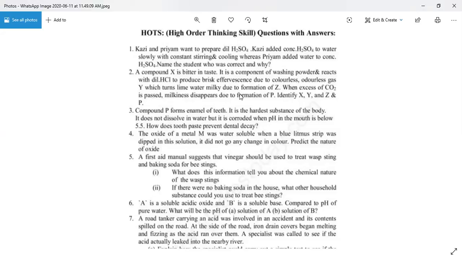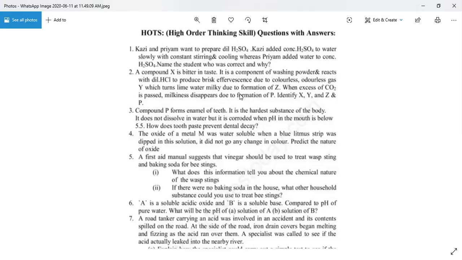Yeah. And second question, it says that if there were no baking soda in the house, what other household substance could you use to treat bee stings? Bee stings are acidic and the baking soda is basic. So we can use slaked lime. Okay. But if it is not available, household substance. Yes, ma'am. So we can use toothpaste. Yes, we can use toothpaste. Or soap solutions. Soap solution, yes, ma'am.